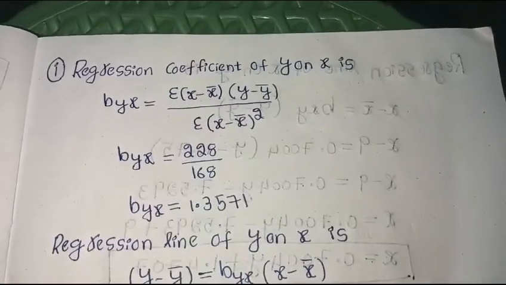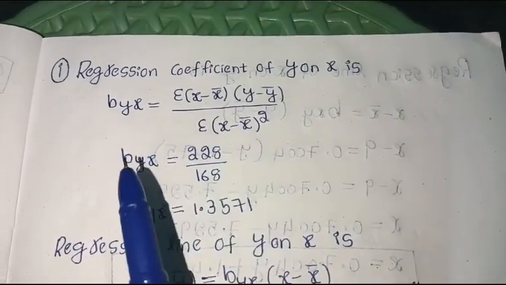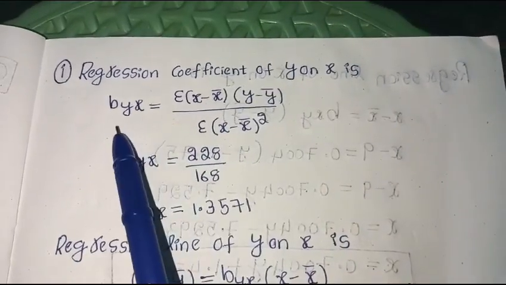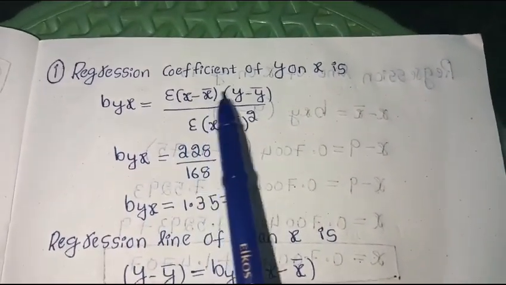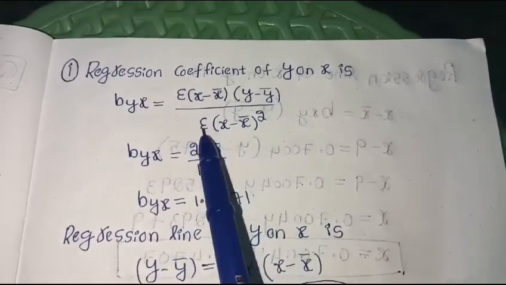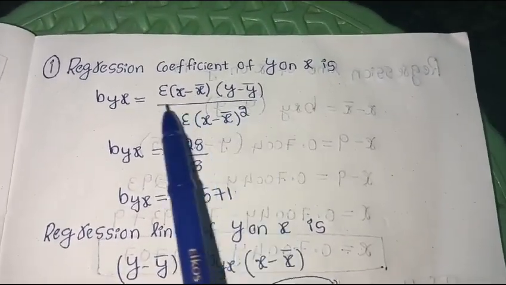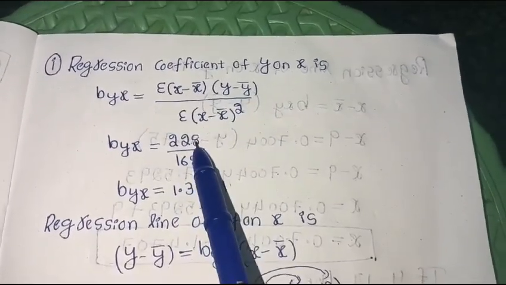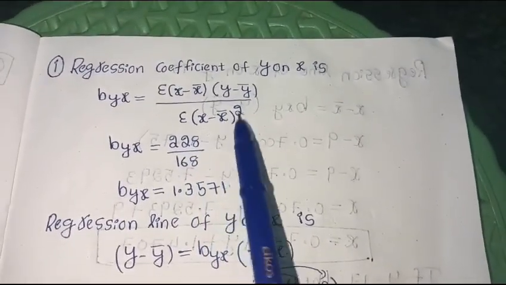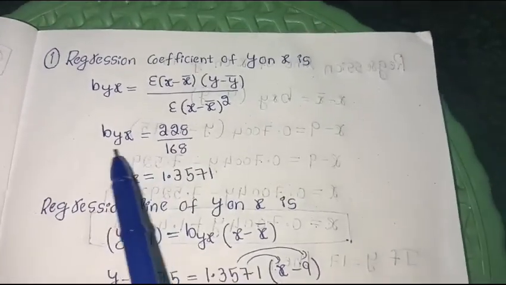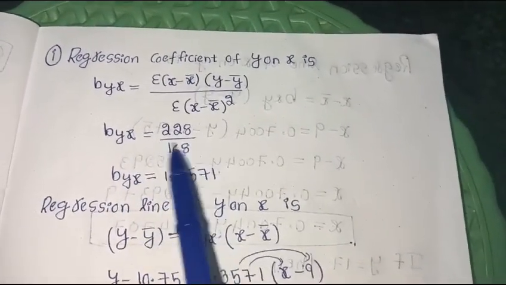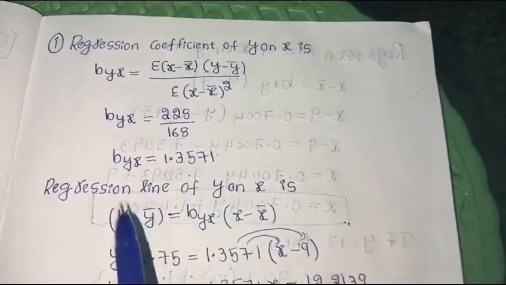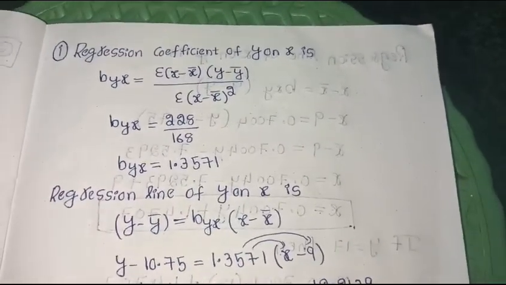To calculate the regression line of y on x, first we need to calculate the regression coefficient of y on x. The formula is byx is equal to summation x minus x bar into y minus y bar by summation x minus x bar whole square. We already calculated summation x minus x bar into y minus y bar, which is 228. Next, summation x minus x bar whole square is 168. The value of byx, that is 228 by 168, is 1.3571.